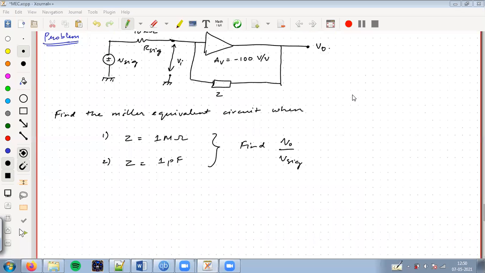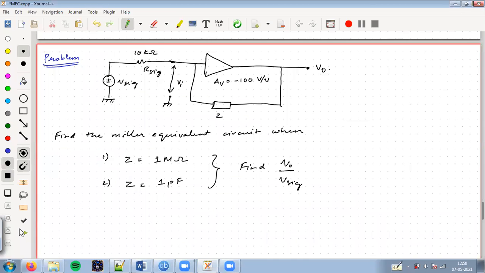Right. So this is my amplifier. For this, I have to draw the Miller equivalent circuit. The feedback impedance Z is, first, 1 mega ohm, and then in the second case, 1 picofarad. In both cases, I have to find the overall gain of the system.